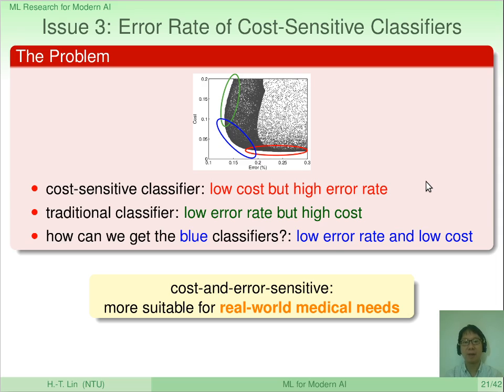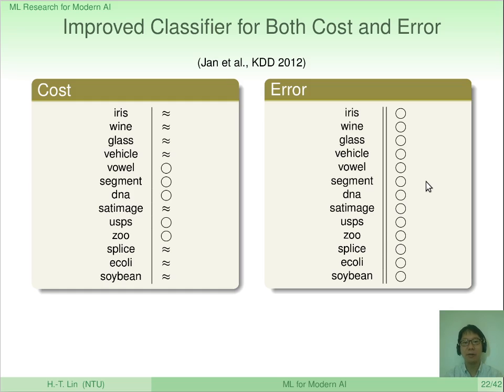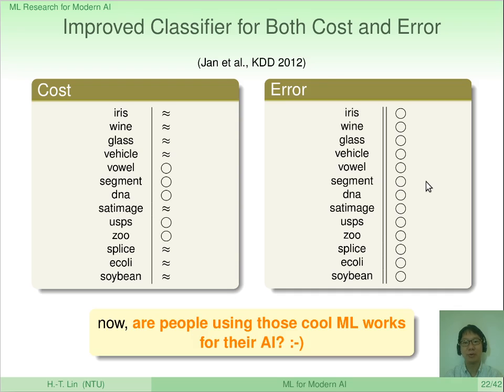Did we do that? Yes. So in our KDD 2012 work, we designed a model that achieves similar or better costs, but significantly better error across different data sets. Now we achieve cost and error sensitive classification. Great. Are people using those cool works for their application intelligence?